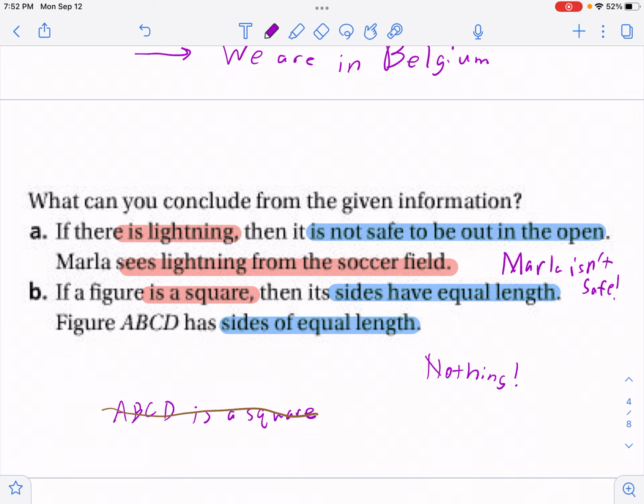That's why I always try to say, what, if anything, can you conclude? Because sometimes the answer is you can't conclude anything. In this particular case, we can even say that ABCD could be a different kind of shape that also has sides of equal length but isn't necessarily a square. In this case, it could be a rhombus.